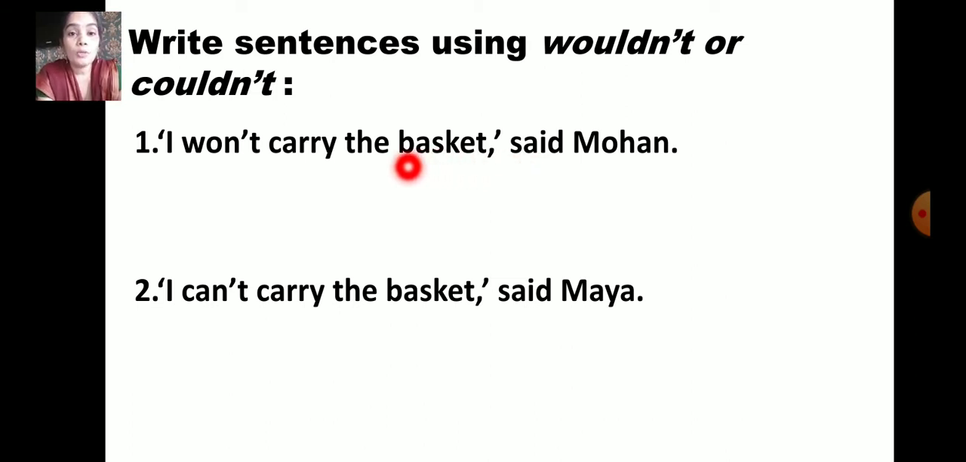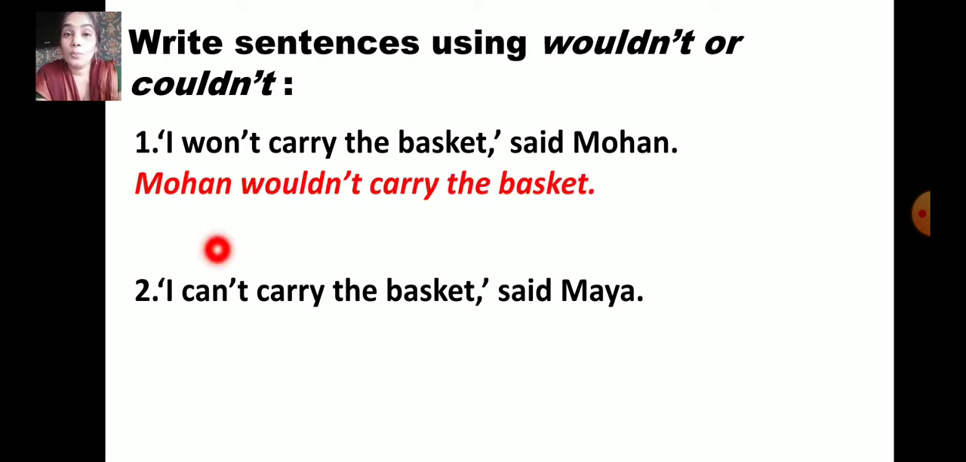So, what is Mohan saying? I won't carry the basket. So, how will you write the answer? Mohan wouldn't, because won't is there. So, in that place, you will use wouldn't. If can't, couldn't. Won't, wouldn't. So, Mohan wouldn't carry the basket.